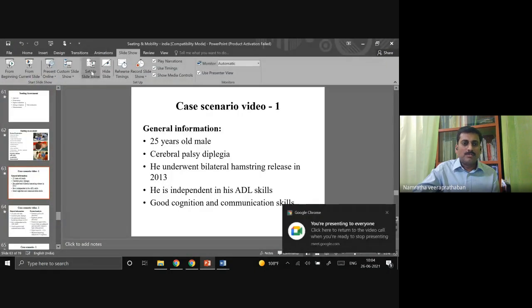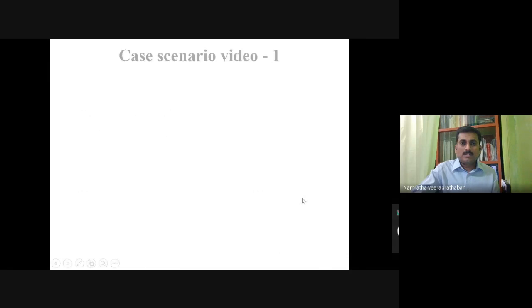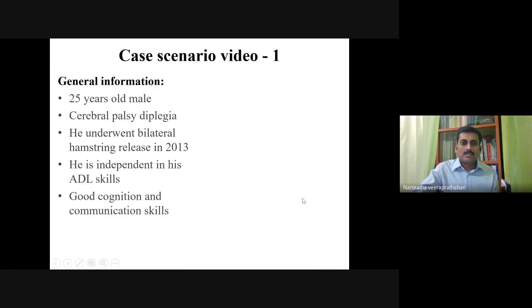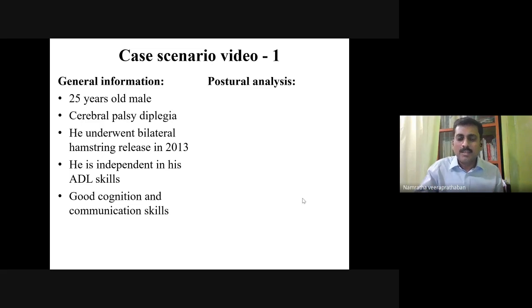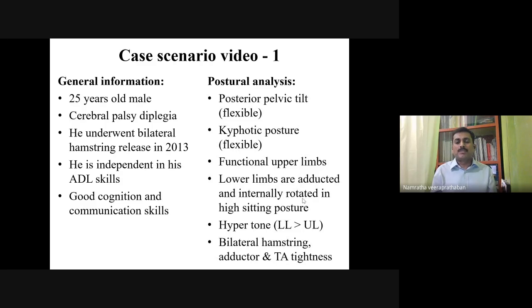All right. So we have seen the video of the scenario now. So we have seen this. What is the outcome of this assessment? The postural analysis. I will just give you feedback about it. This is his postural analysis of the 24-year-old male with CP diplegia.